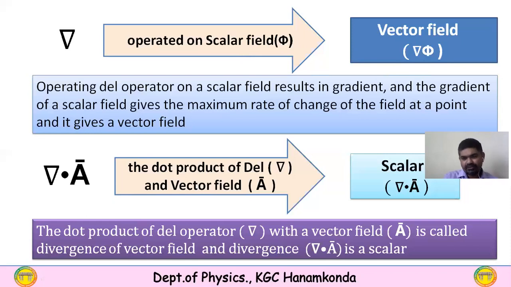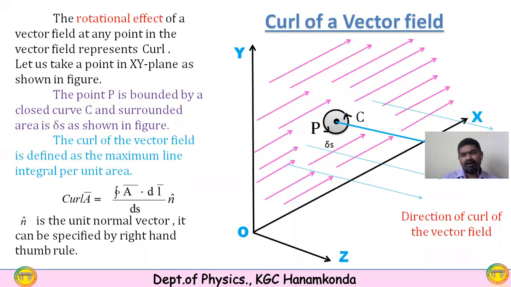Today we are going to operate the del operator on a vector field with the help of the cross product, which is called the curl of a vector field. Let us see what is the curl of a vector field. Here, the rotational effect of a vector field at any particular point gives us the curl of the vector field.